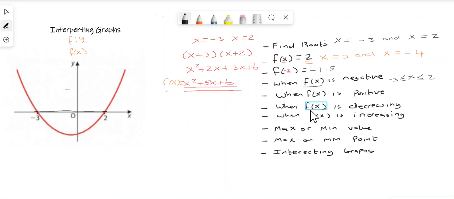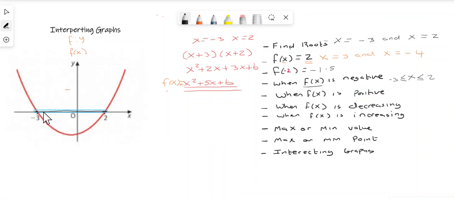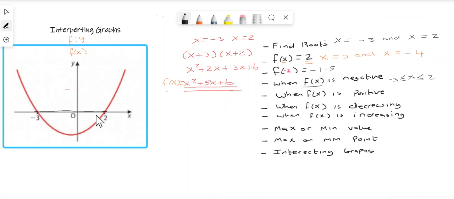So the next one then is when f(x) is positive. So again, where is f(x), or where is y, positive? So it's everywhere above the line here.